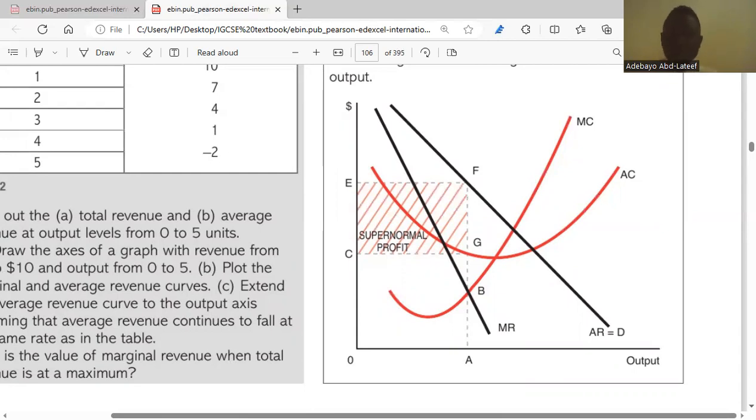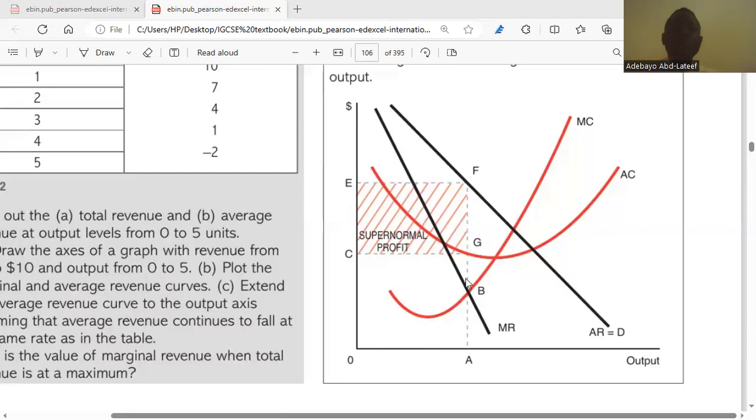So for a monopolist to achieve profit maximizing equilibrium, it has to sell at OE and produce at OA. Producing at OA and selling at OE would make our marginal cost equal our marginal revenue. That is the point. So to maximize profit in the short run, a monopolist must produce at an output of OA and sell at the price of OE.